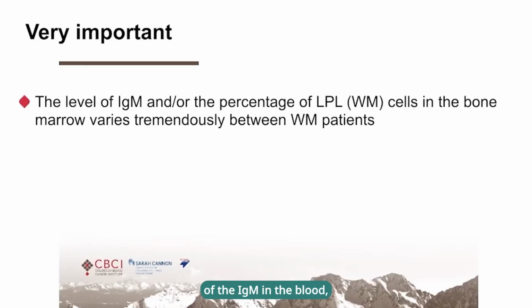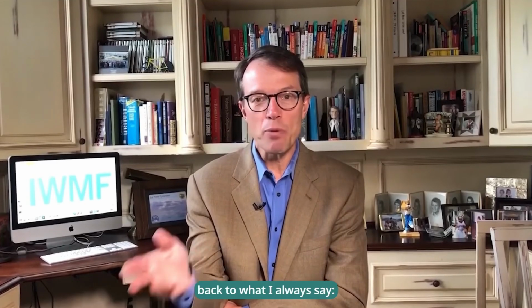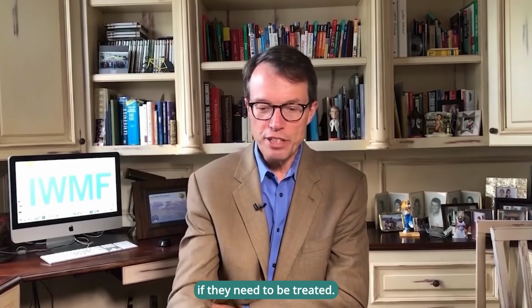So one key thing to remember is that the level of the IgM in the blood and the percentage of LPL cells in the bone marrow vary tremendously between patients. Some patients can have very low levels of IgM in their blood and be extremely symptomatic, while other patients can have very high levels of IgM in their blood and not have any symptoms at all. This is where it gets back to what I always say: talk to your patient, talk to your patient. Your patient will tell you if they need to be treated.